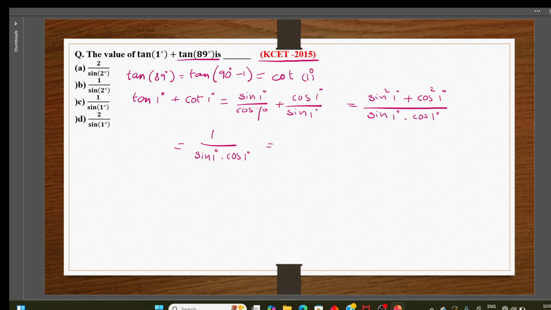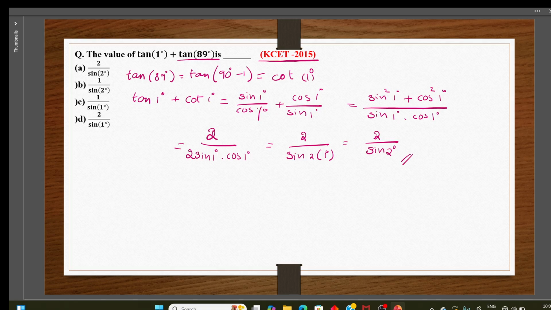Clear? Sin square theta plus cos square theta is equal to 1. So numerator and denominator now multiply with 2. Okay. We get 2 by, so this 2 sin theta into cos theta, we get sin 2 theta. What is theta here? 1 degree. So 2 by sin 2 into 1 degree, it becomes sin 2 degrees.